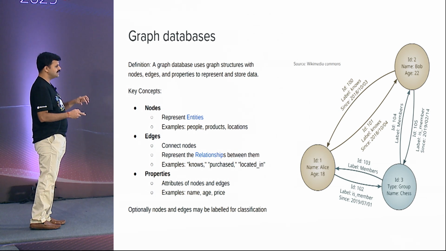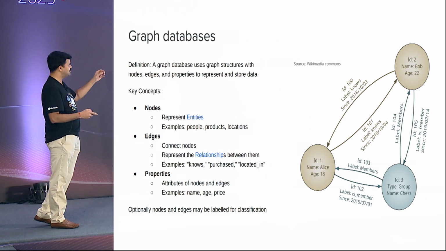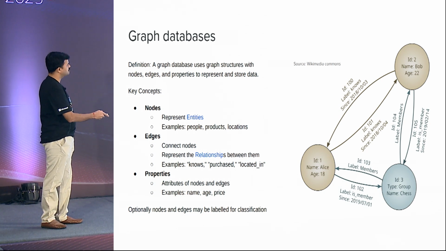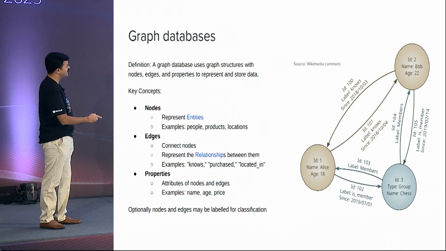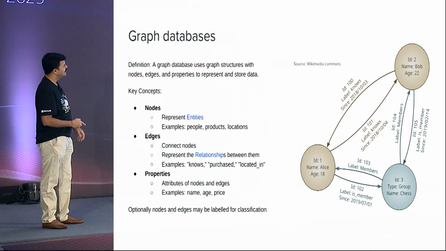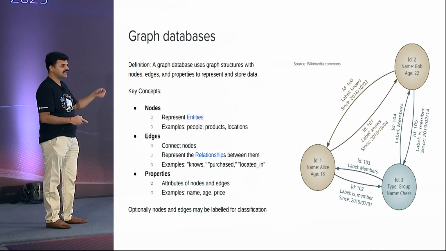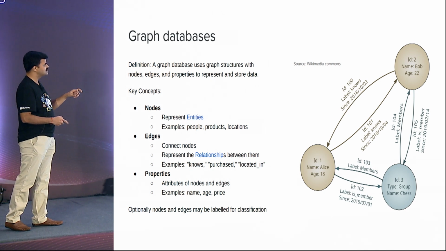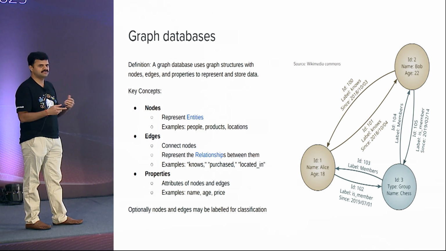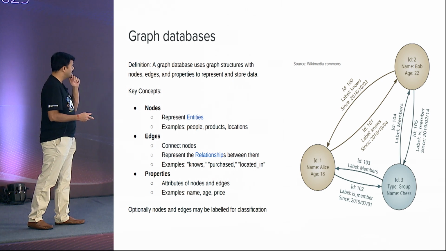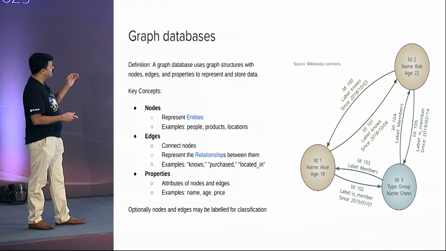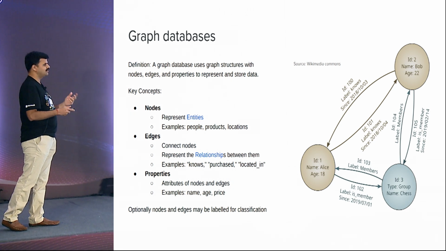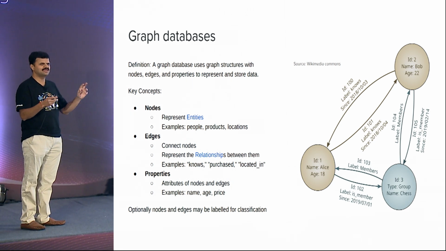So the basis of any graph is the nodes, which represent entities. For example, here we see the famous Alice and Bob coming back. There are two nodes, one for Alice, one for Bob. And then there is a third node, which is for a group named Chase. So the entities usually represent people, product, locations, anything which can be called as entity.